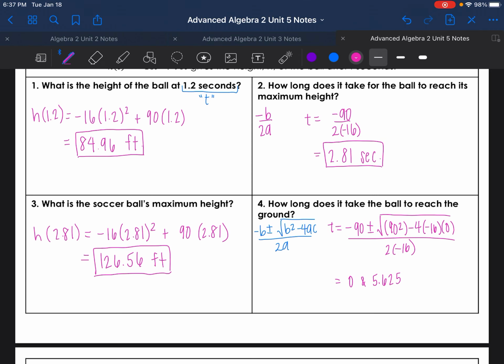And really, the one that it's wanting the answer is 5.625 seconds. We don't really care about the starting point.